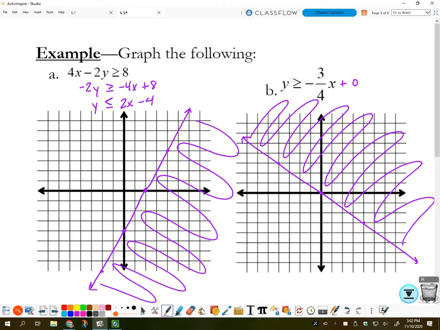All right, again, if you pick a test point, you could do 0, 0. And then this would be 0 minus 0 is greater than or equal to 8. 0 is greater than 8. That's false. So you shade the other side. So 0, 0 is here. It doesn't work. So you got to shade the other side of the line. Again, I just like to think less than, below, greater than, above.